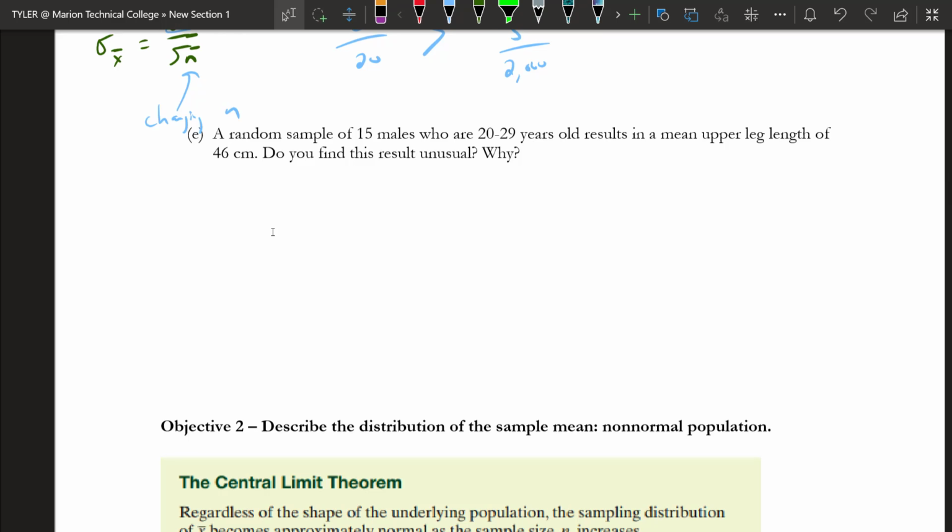Right. So then in part E, it says a random sample of 15 males who are 20 to 29 years old result in a mean upper leg length of 46 centimeters. Do you find this result unusual, and why? So with this one, we have a sample size of 15, and we get an x bar equal to 46, and I want to know, is this unusual?